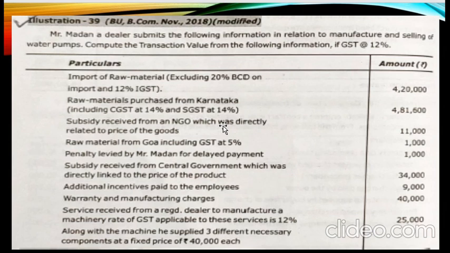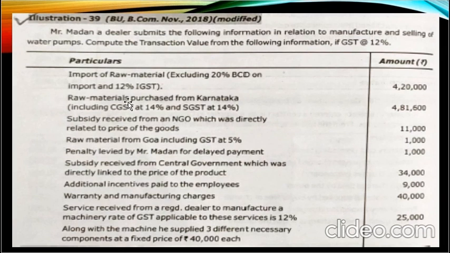The next problem is, Mr. Madan, a dealer, submits the following information in relation to manufacture and selling of water pumps. Compute the transaction value from the following information if IGST is at 12%. Here you have import of raw materials excluding 20% basic custom duty on import and 12% IGST.